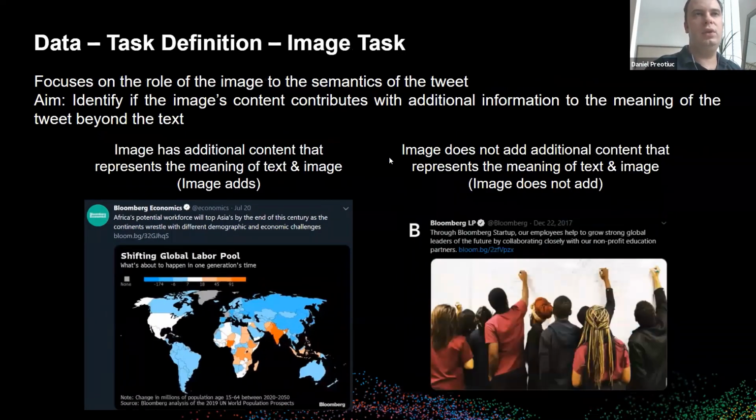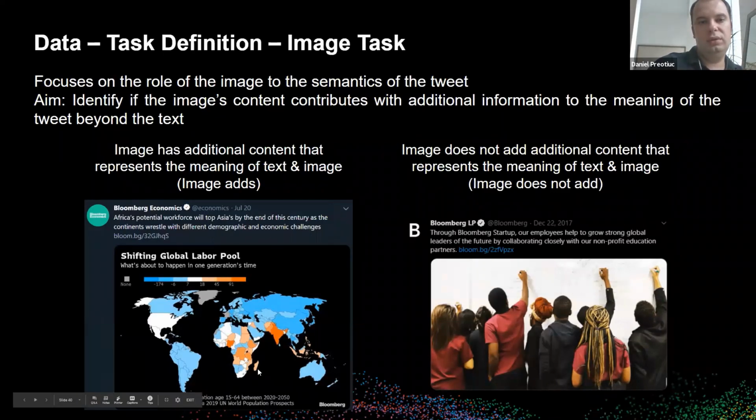The second task we call the image task. This focuses on the role of the image in the whole semantics of the tweet. The aim here is to identify if the image contributes additional information to the tweet beyond just the raw text. The 2 classes here: the image has additional content that represents the meaning of text and image. So even if there is overlap here, the map shows much more information.